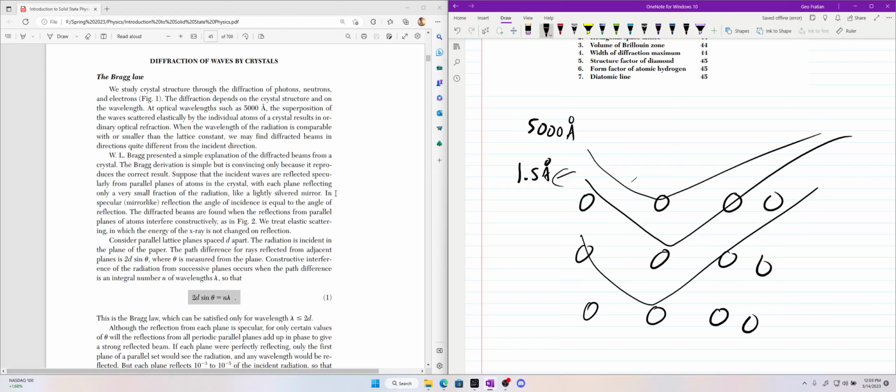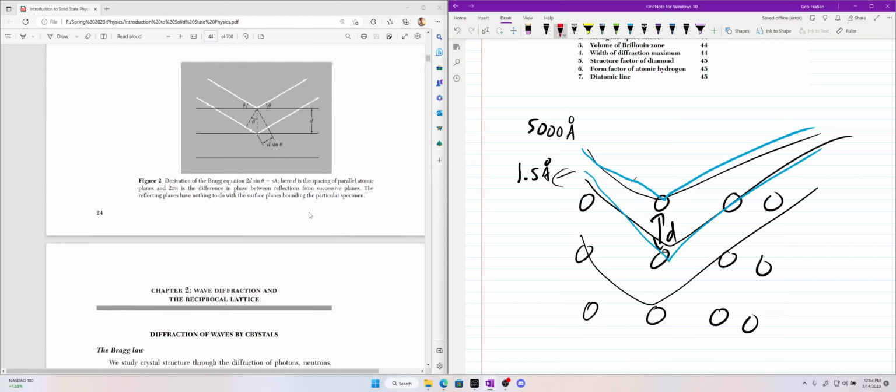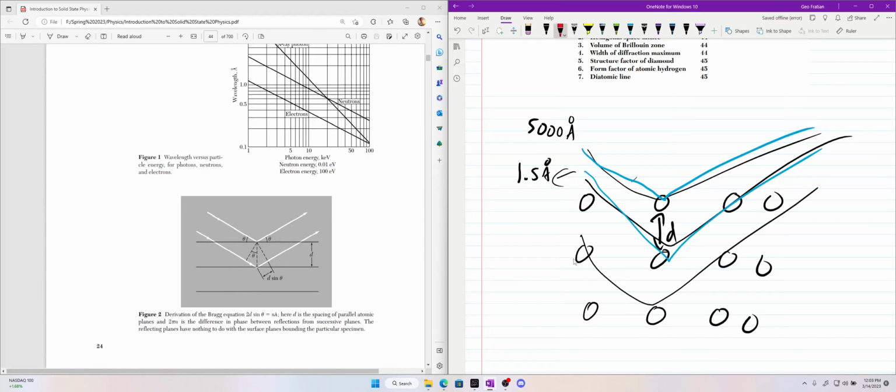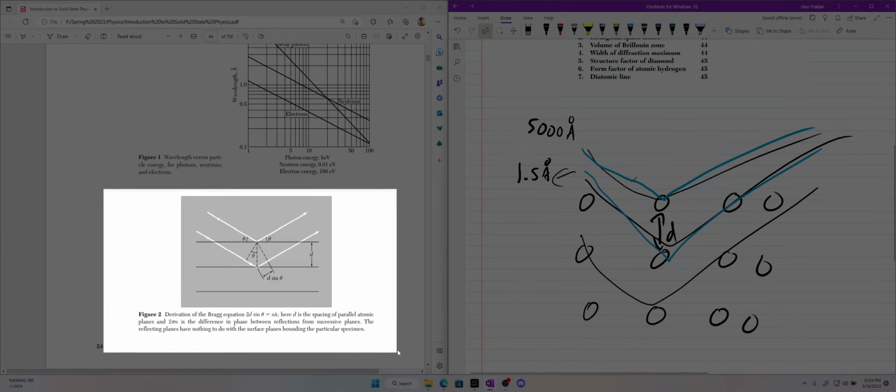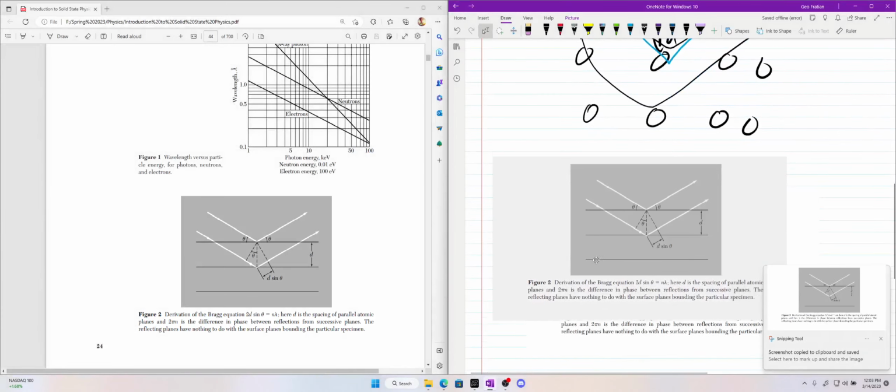What we can do then is we'll say the parallel lattice planes are spaced d apart, okay? And we want to measure the path difference of, say, the top path, this one, to this one. And it turns out, with a little bit of geometry, we get the path difference is 2d sine theta. And we can see that from this diagram here. I could just draw it, but honestly, their diagram is better, so I'm just going to talk about it.